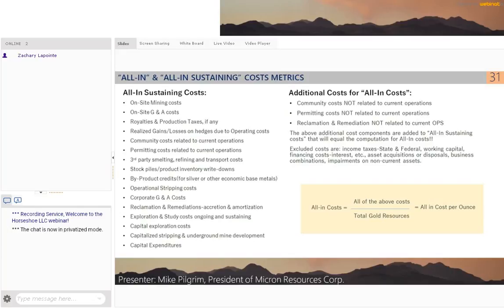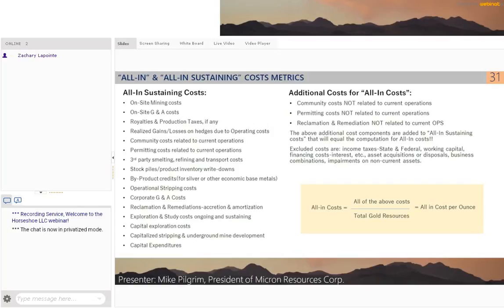The excluded costs, believe it or not, is income taxes, which I found interesting. State and federal, working capital, financing costs such as interest, and even the cost of going public are not included. And asset acquisitions or disposal, business combinations or mergers, acquisitions, impairments on non-current assets such as inventory write-down, the price declines of the inventory of what we believe is a pile of the ore stockpile.